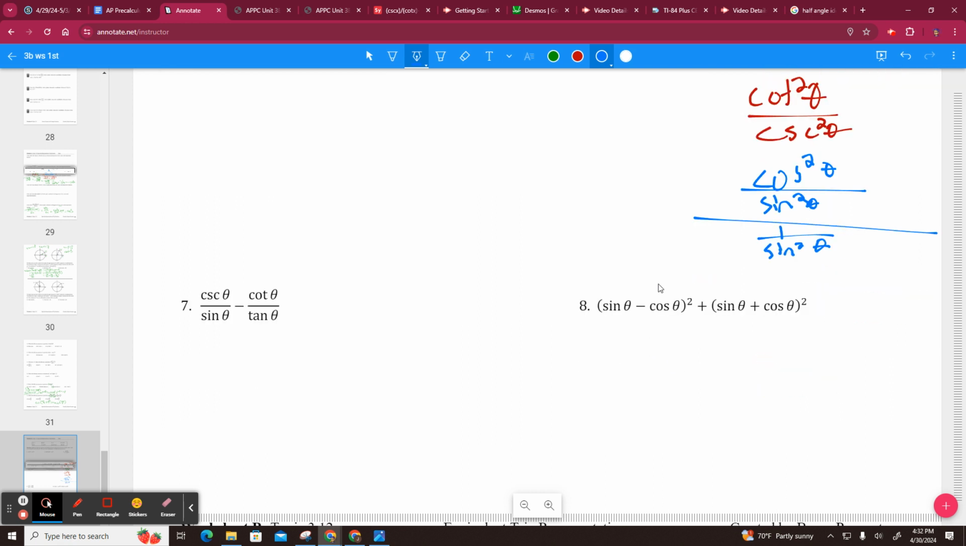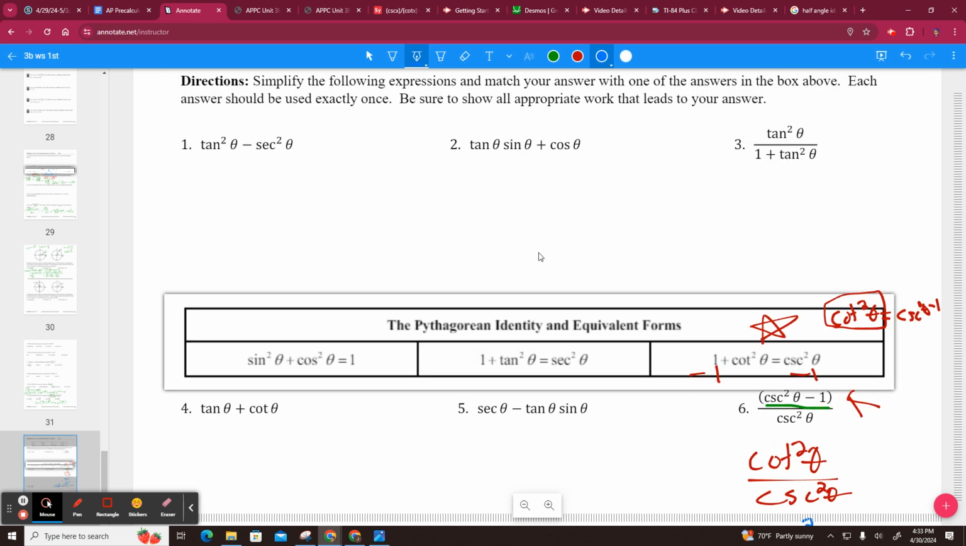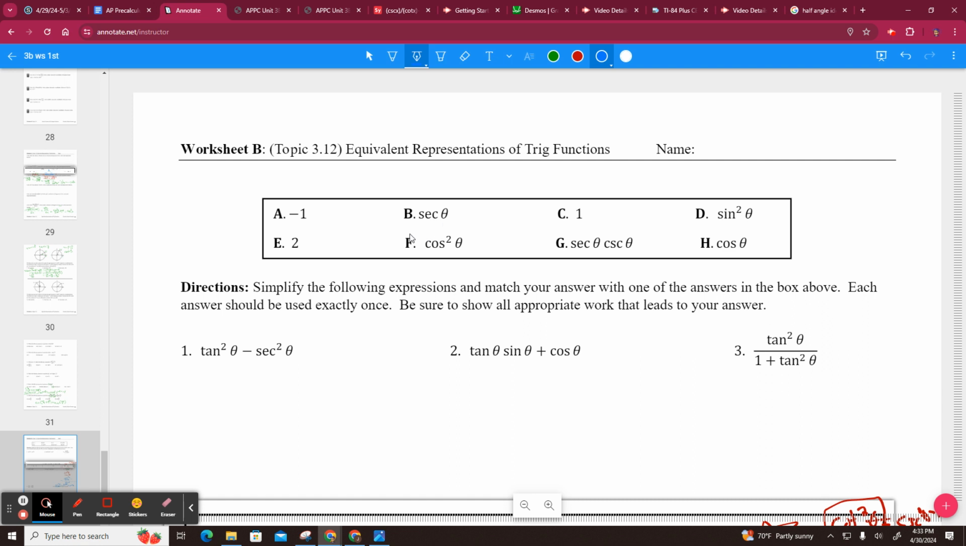And then keep change flip. So cosine squared theta over sine squared theta times sine squared theta over 1. And when I multiply those out, those are going to cancel out. So I'm just left with cosine squared theta, which is choice, in my box here, this is choice F.